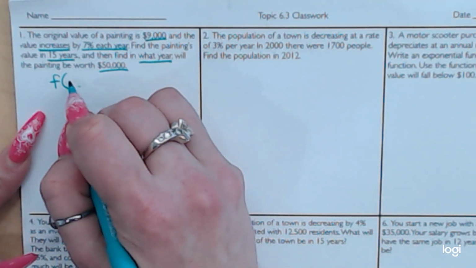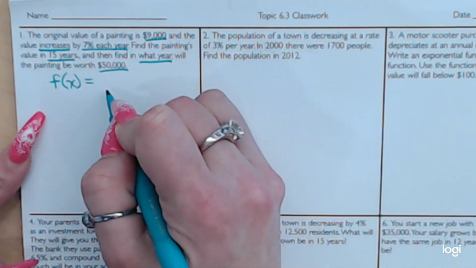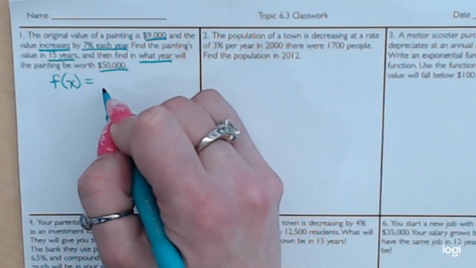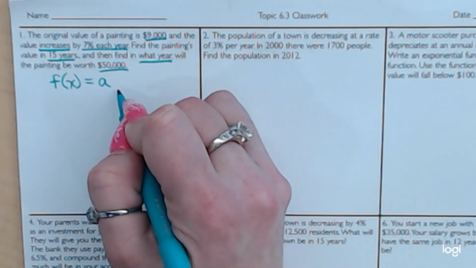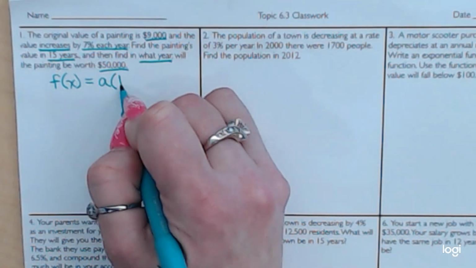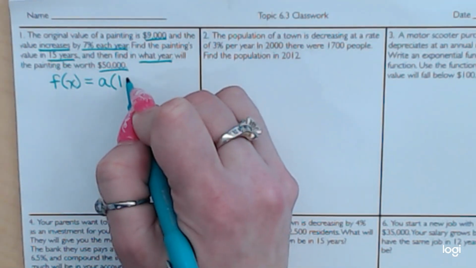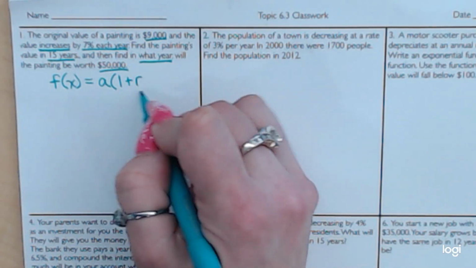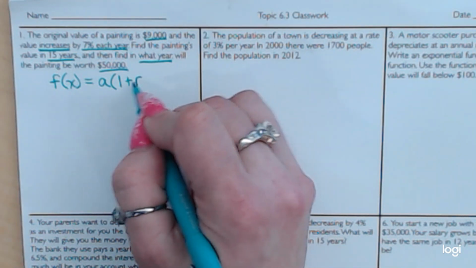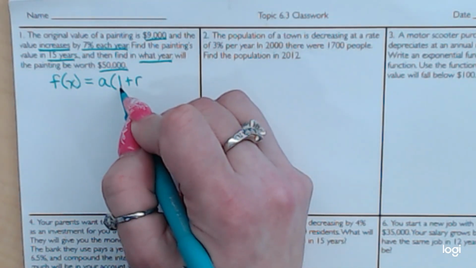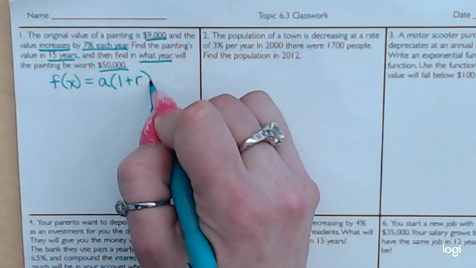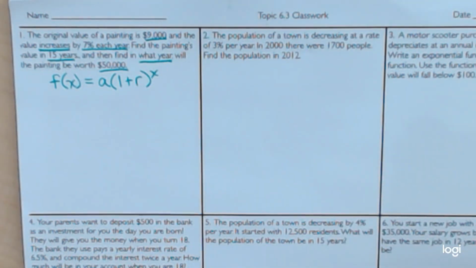So this is the formula f of x equals, and then we have our initial rate, a, so that's the starting value, and then we're going to multiply that times 1 whole or 100% plus whatever other percent. The growth factor is the 100% of the amount plus the growth rate that it's happening at, and then that's being taken to the power of x.